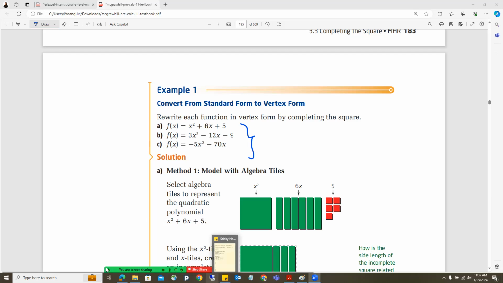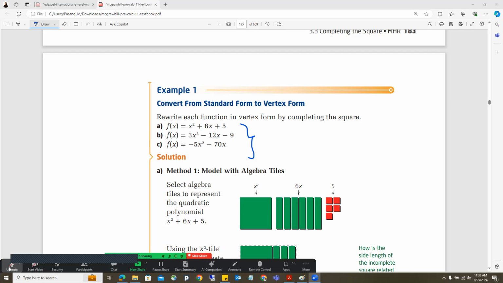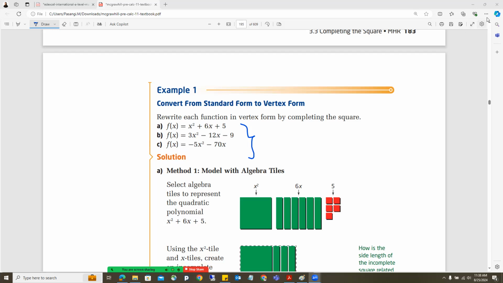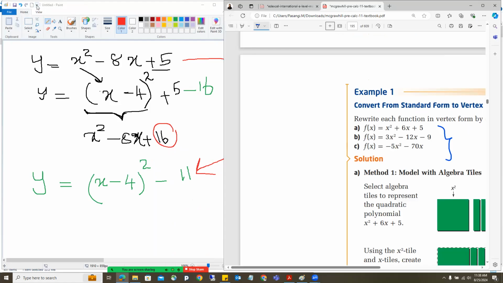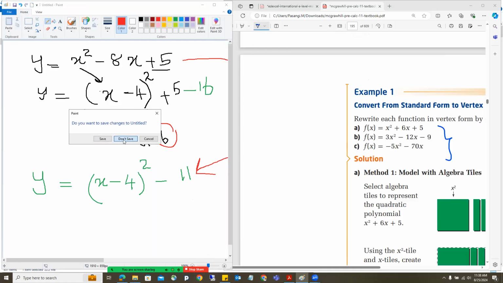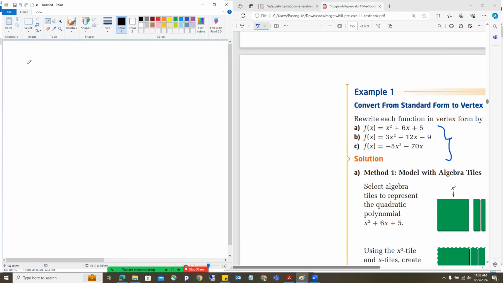I do B. How do you do B? Yes, you wanted to do B. Did you do the first one? Yeah. Okay, so the answer is correct. Is it x plus 3 squared minus 4? Like that. Okay, let me show you.